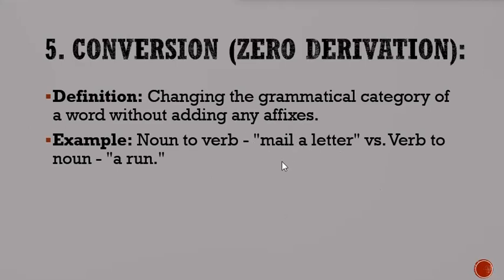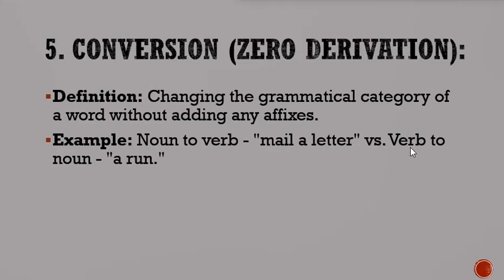You know, mail is a noun, right? But mail a letter, this phrase means you have to send a letter. So in this case, the word mail acts as a verb. From the grammatical category noun, it changes into a verb. So the grammatical category of the word mail has changed. This is called conversion. The grammatical category is converted.